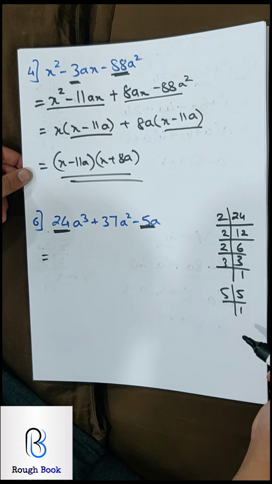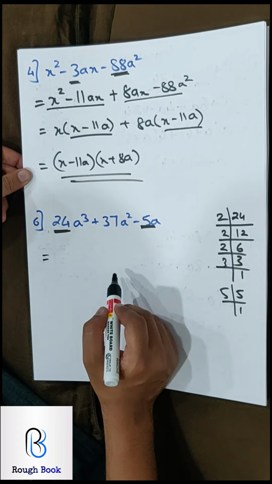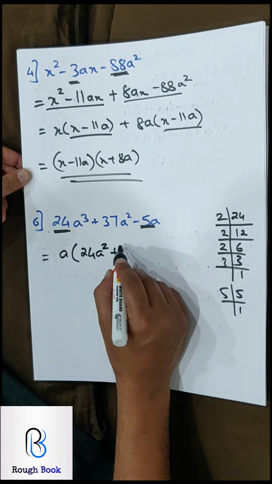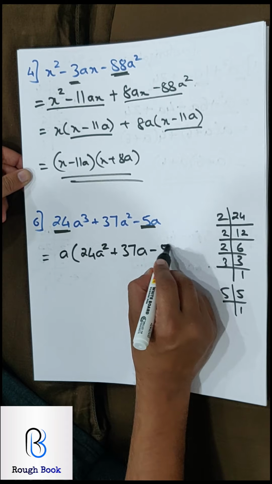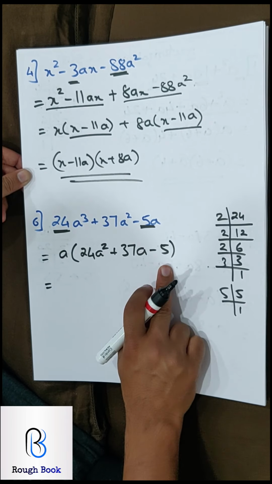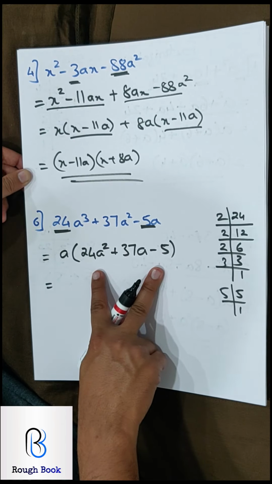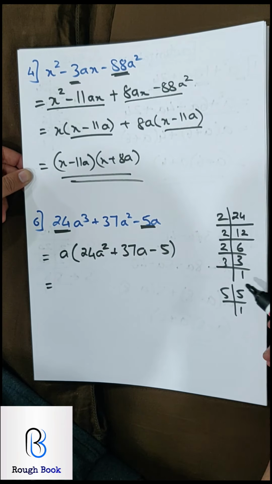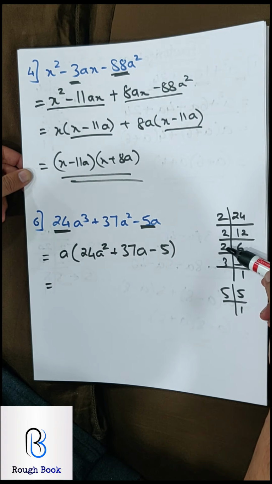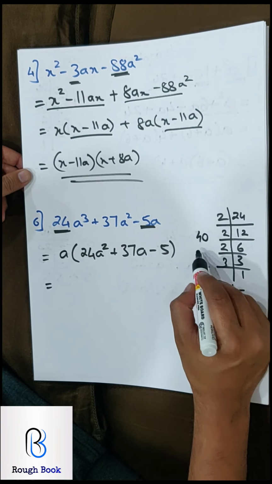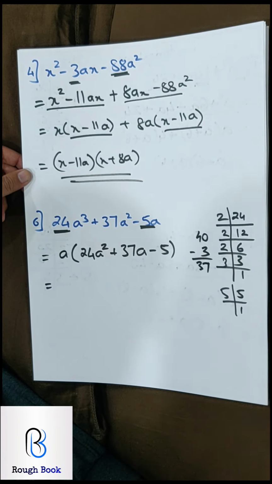Okay. Before we go ahead here, let's take a common at least. So I can pull out a. 24a square, 37a, minus 5. Yeah. Slightly simpler. And now splitting 37 in order to reach for 24 into 5. So let's try one last time. I hope we get it. 5 2s are 10, 10 2s are 20, 20 2s are 40. And 3. Did we manage? Yes, we did.